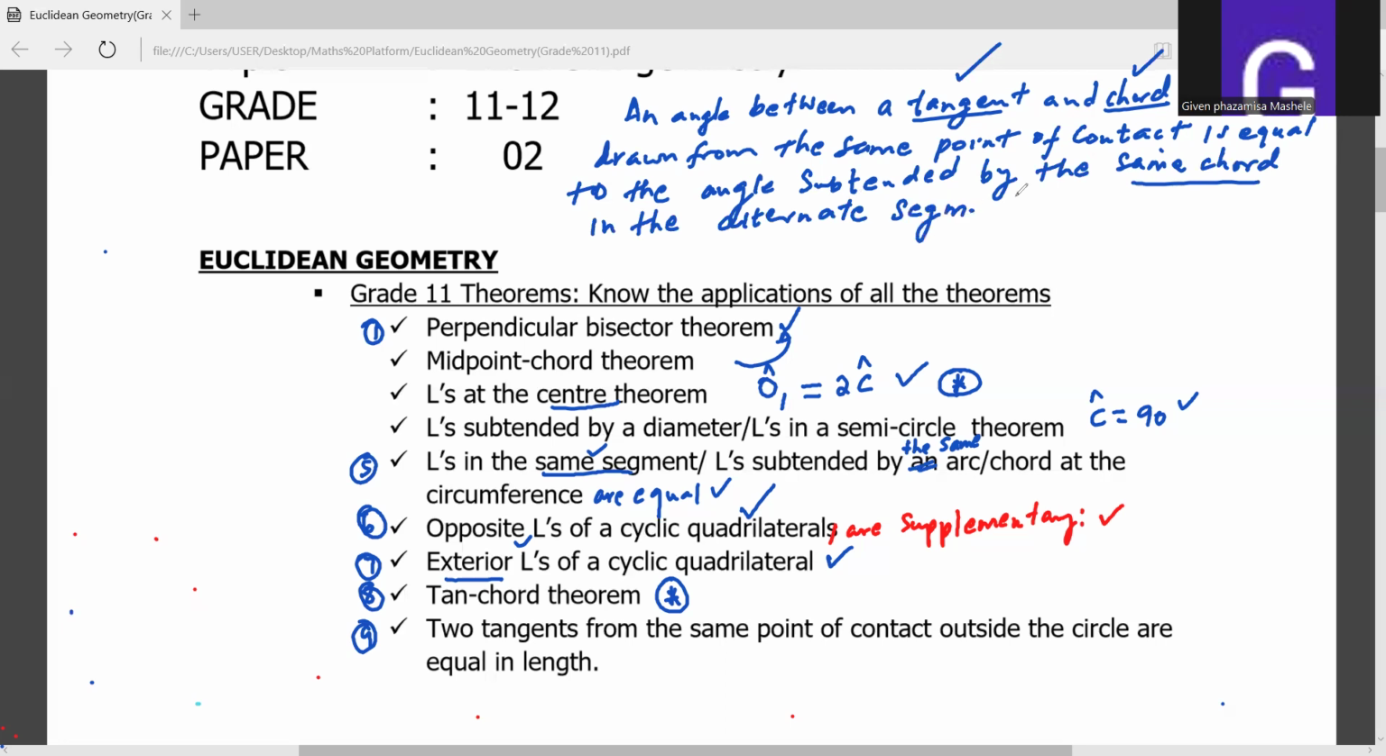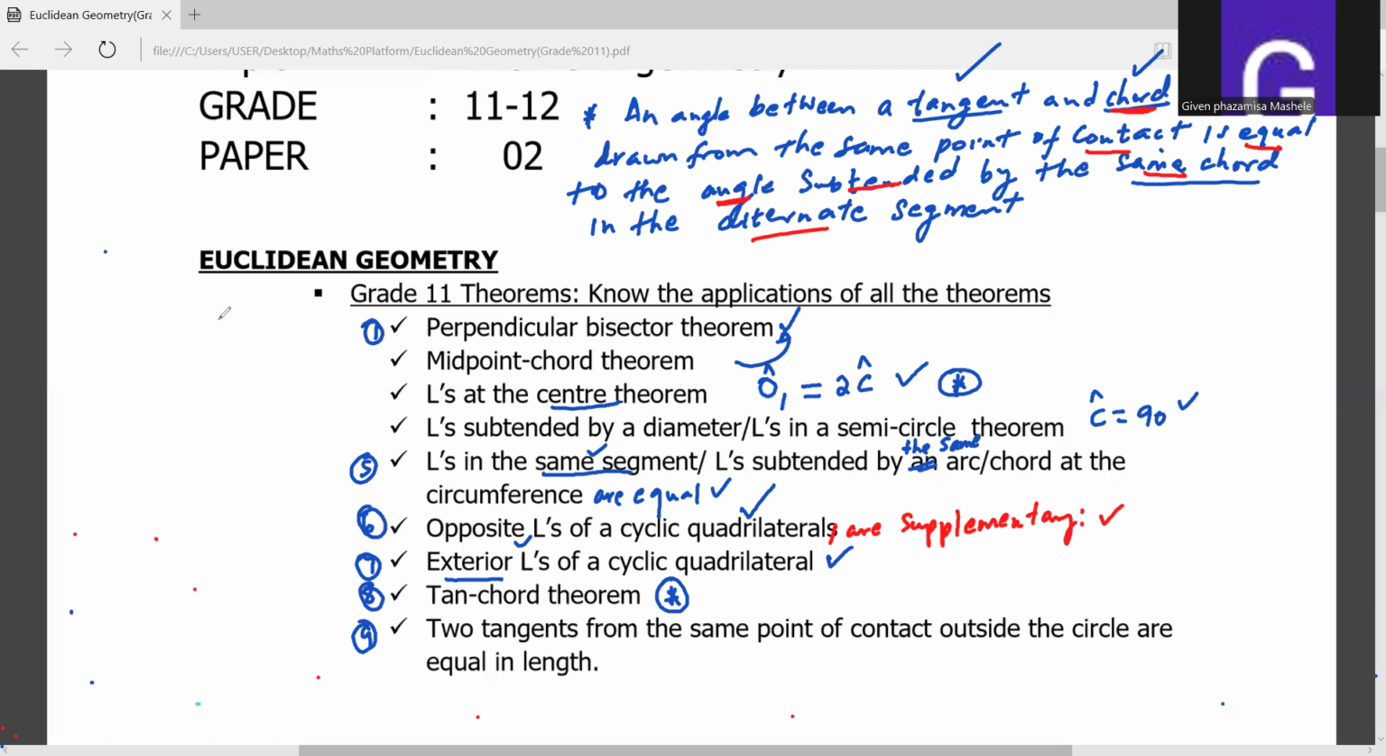You need to recite this. You need to know this actually. You must understand it. The angle that is formed between a tangent and a chord, according to the theorem, drawn from the same point of contact, is equal to the angle subtended by the same chord in the alternate segment. That is according to this theorem. Let me talk about it.